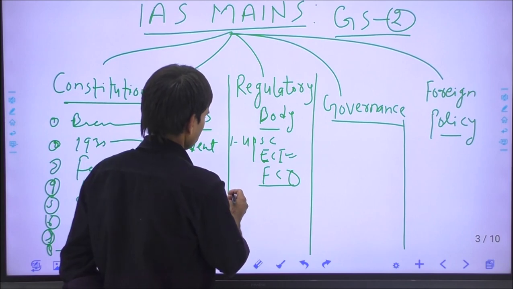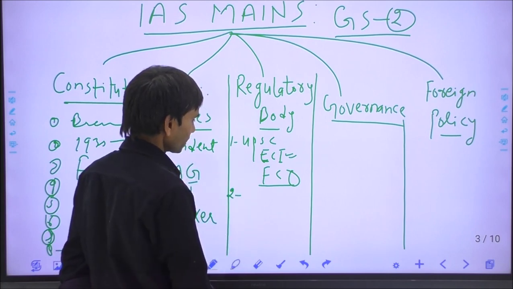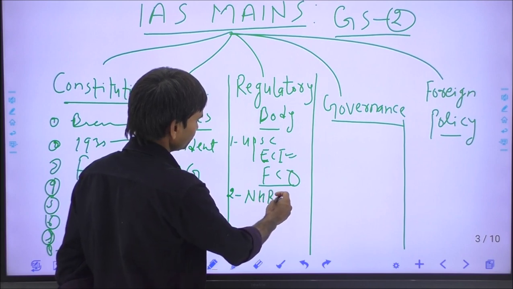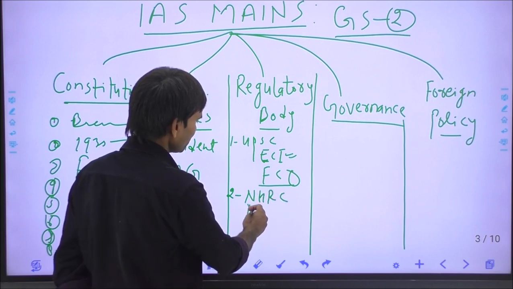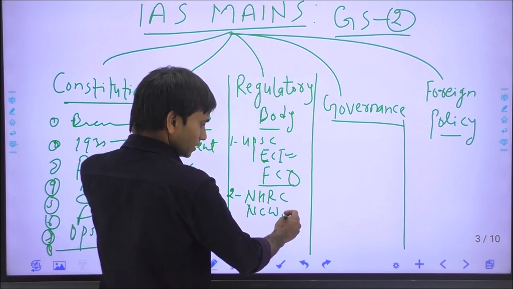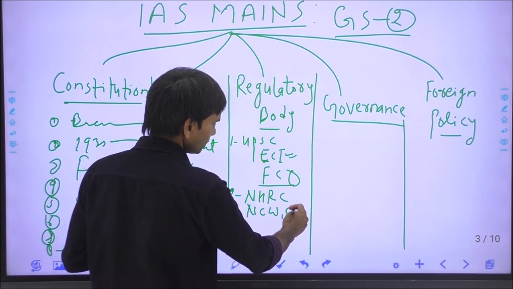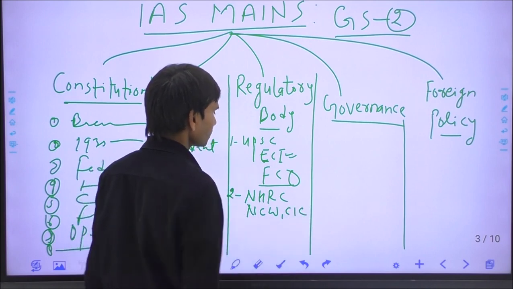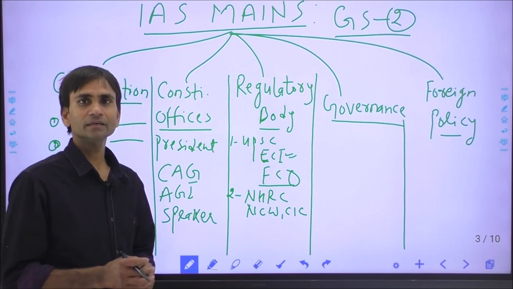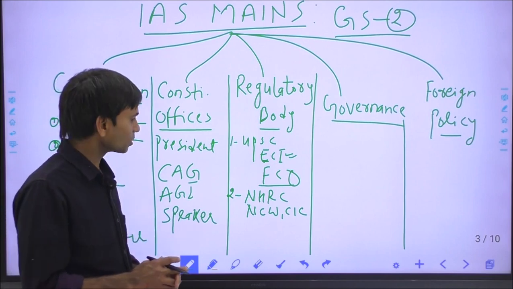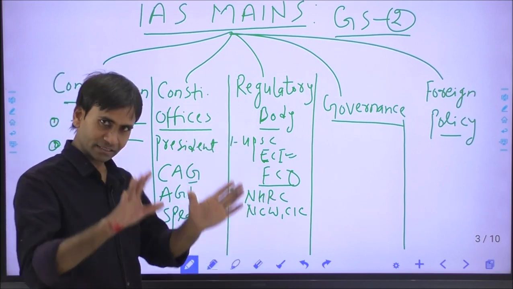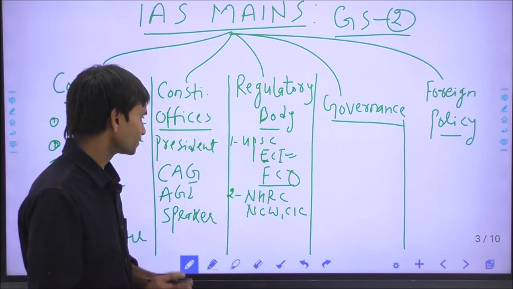Next are some statutory bodies like the National Human Rights Commission, the National Commission for Women, and the Central Information Commission. These are statutory commissions or bodies because they have been established by parliamentary legislation or statute.